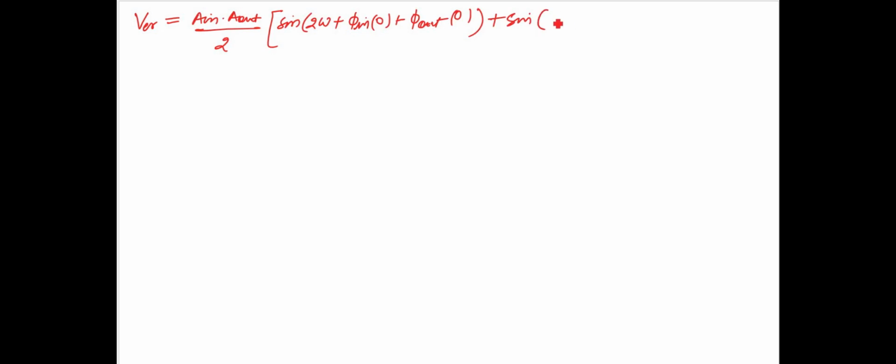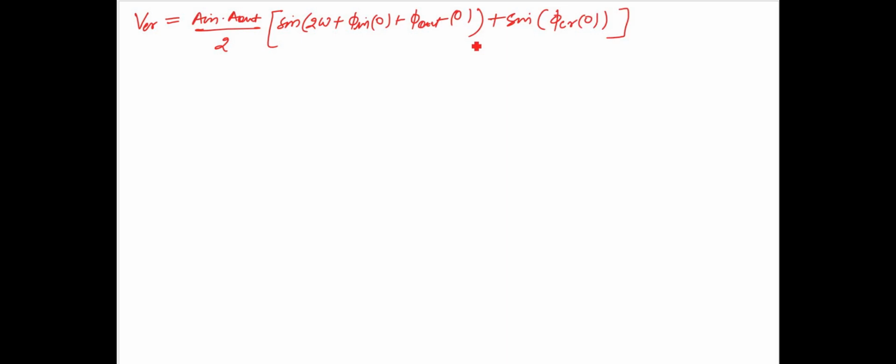Okay, so let me write again. V error equals A in dot A out divided by 2, and then into sine of 2 omega t plus phi in 0, phi out 0. Here, 0 means it is at t equal to 0 time. Then there is plus sine of phi error 0. So this is your V error.